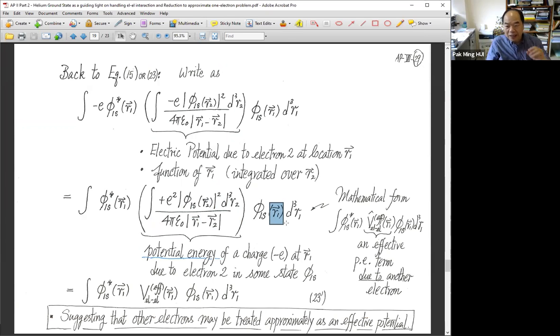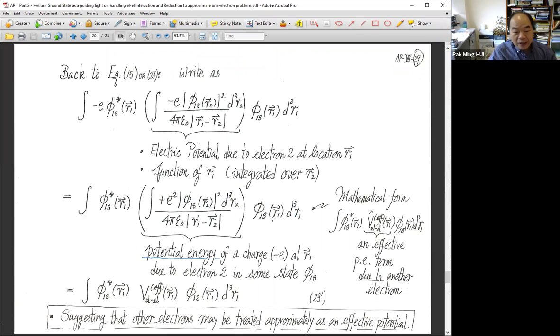So the picture is like the nucleus. There's one electron called number 1. Of course, it sees the nucleus. We know how to write down that Coulomb attraction. However, there's another electron wandering around. Now, we have a way to include the effect of this second electron by including this potential energy function in solving the first electron's atomic states.